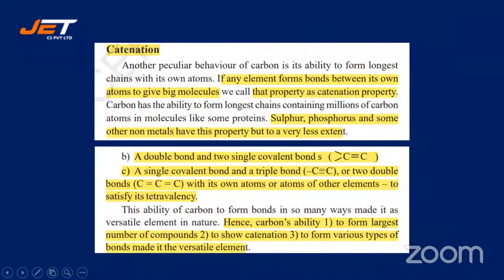Next, coming to catenation. If any element forms bonds between its own atoms to give big molecules, that property is called catenation. Sulfur, phosphorus, and some other non-metals have this property, but to a very small extent.